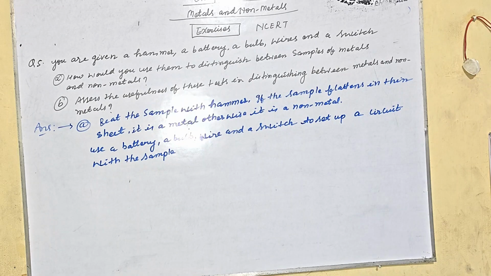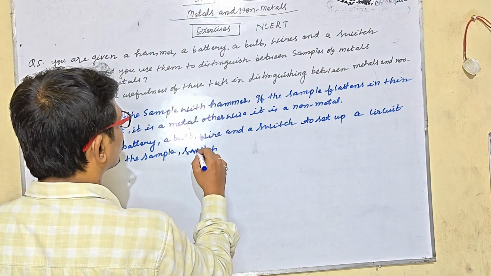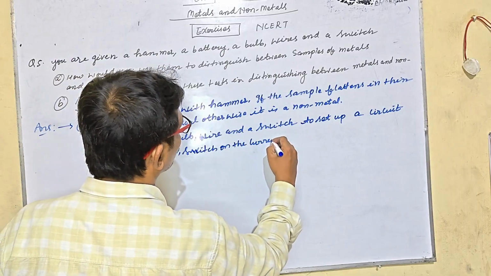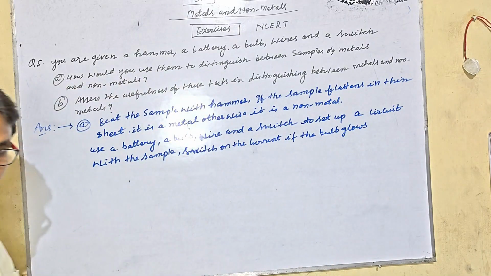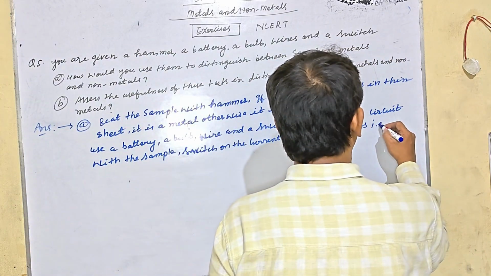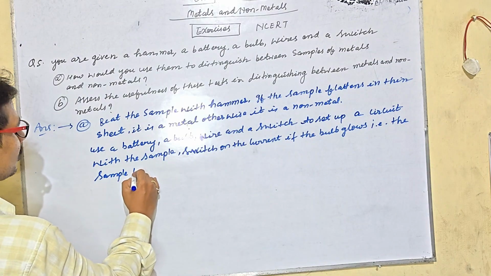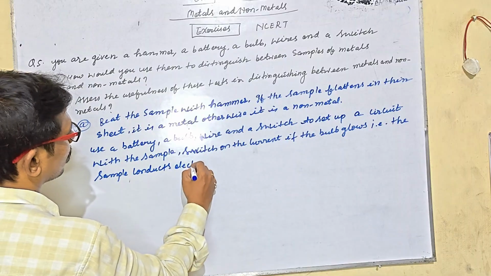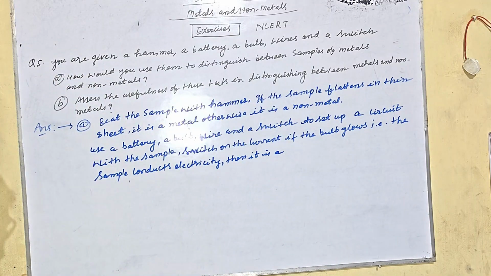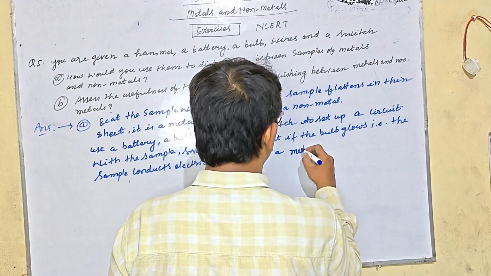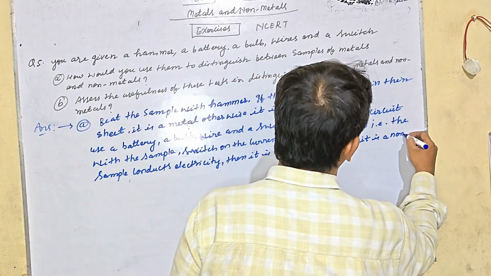Switch on the current. If the bulb glows, that is, the sample conducts electricity, then it is a metal; otherwise it is a non-metal.